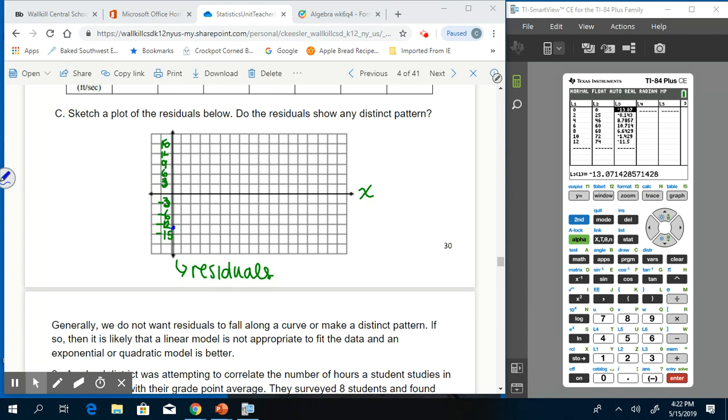Then 2 and 0. I'm just going to keep my x-axis the same. Then 4 and 9. 6 and 11, which is a little bit under 12. 8 and 7. 10 and negative 1. And 12 and negative 11.